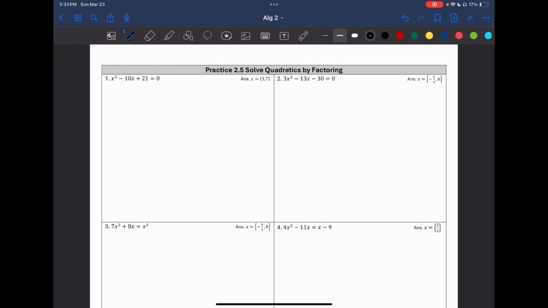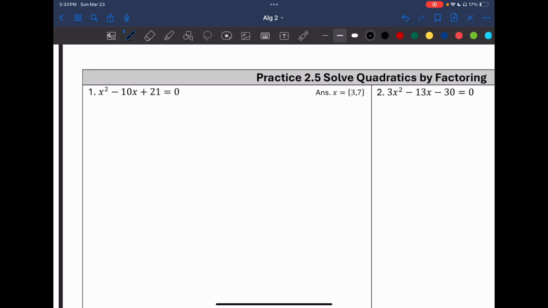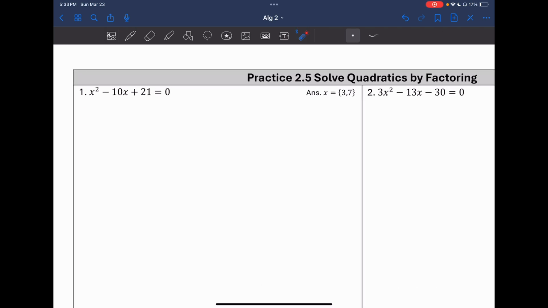All right, so I'm going through the practice for 2.5, solving quadratics by factoring. Looking at the first one, we can already see that our equation is equal to 0, so we don't need to manipulate anything. We can also see that we can't factor out a greatest common factor because the greatest common factor between these three terms is 1.